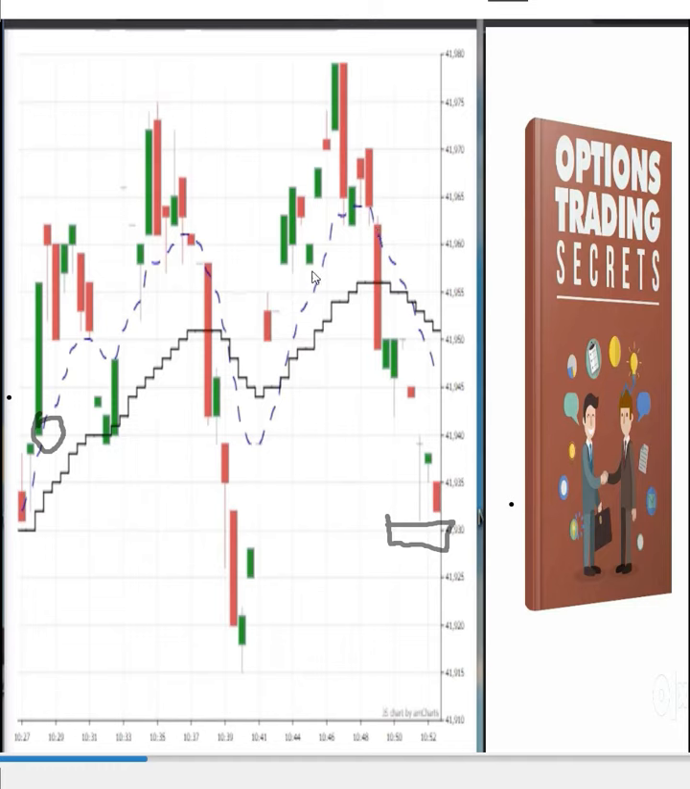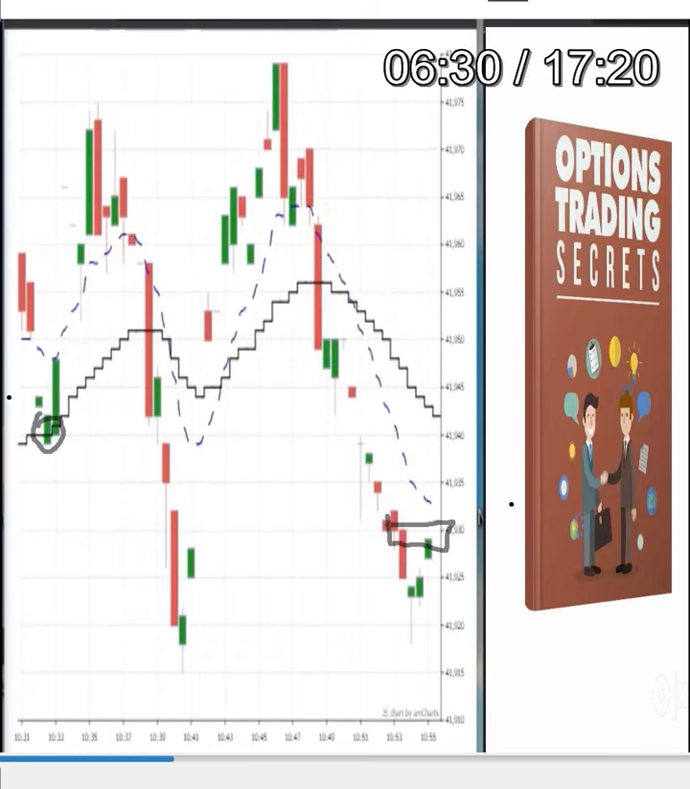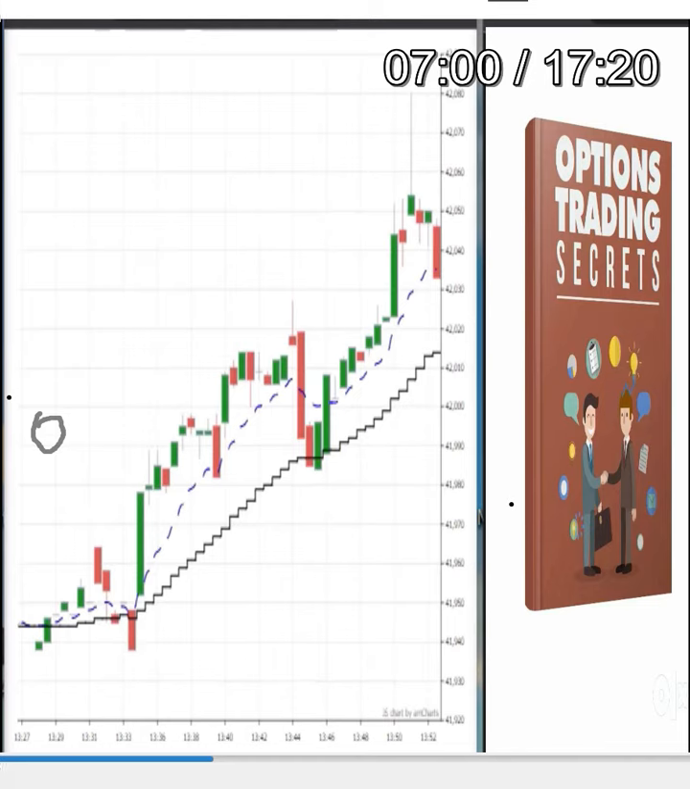Okay. Here you can see the gap. This gap is with red candle. So market came down. Simple now. Then let's see another trade.